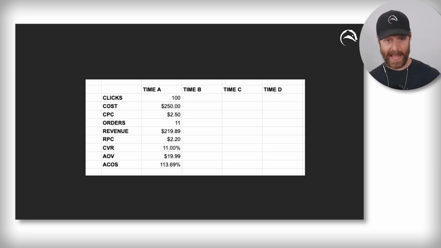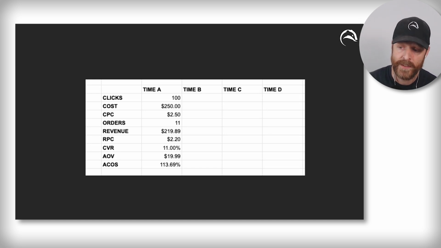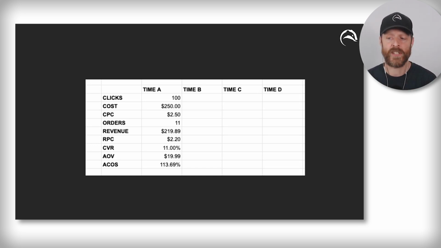Now let's say in time frame A, the time it took for a particular keyword to get 100 clicks, let's walk through these numbers really fast. 100 clicks, $250 cost, that's a CPC of $2.50. Let's say you had 11 orders, $219 of revenue. That would be a $2.20 revenue per click. So we're taking that $220 of revenue, dividing it by 100 clicks, and landing on $2.20 revenue per click. That means every time this keyword got a click, it averaged $2.20 of revenue, and we averaged $2.50 of cost. So this actually means we were at an ACoS over 100%. Basically, we spent more than we generated in revenue.